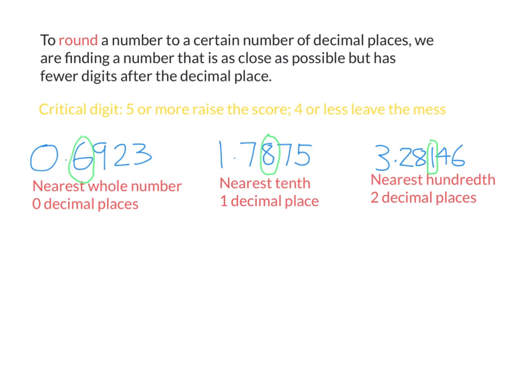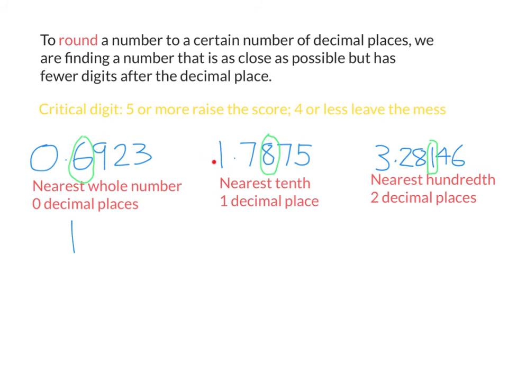That means I want to round it to 0 decimal places. I want to find the closest number to this that has no decimal places. I want to find the closest whole number to 0.6923. So this is the critical digit. Because it's 5 or more, I go to the previous number and raise it by 1. So I'm going to raise 0 to 1. 1 is the closest whole number to this here. So that's my answer to the nearest whole number.